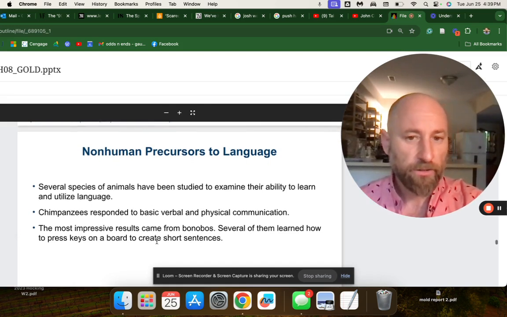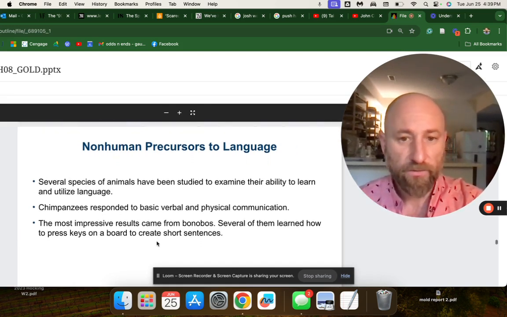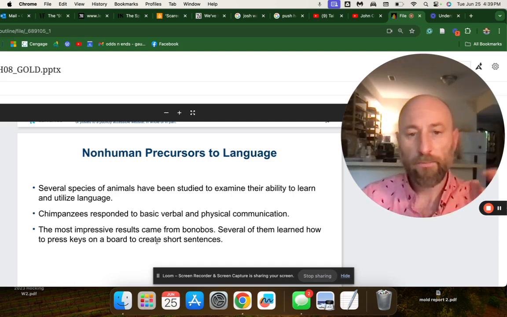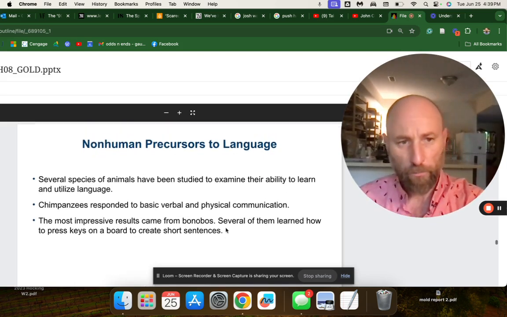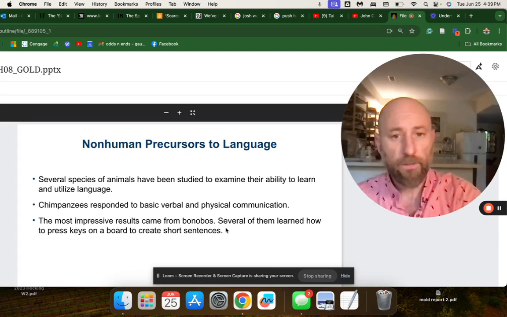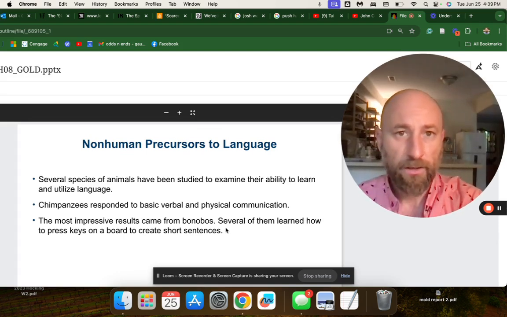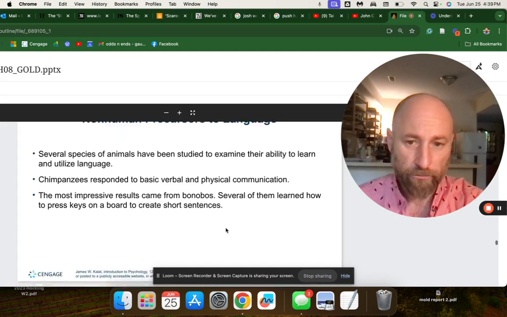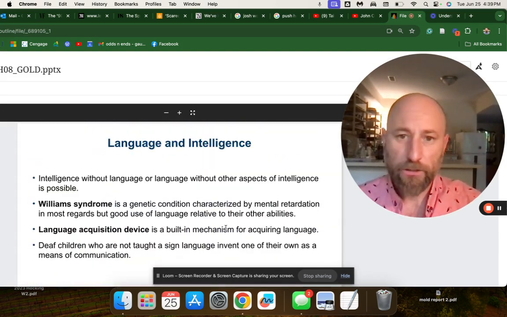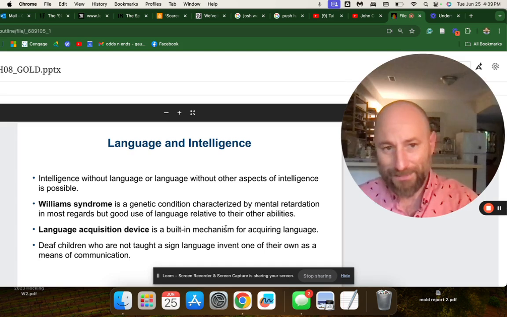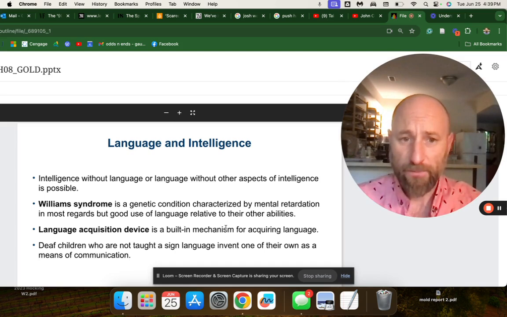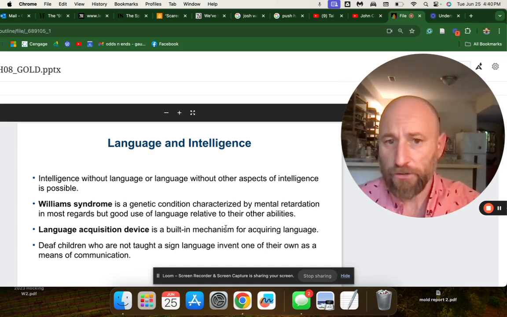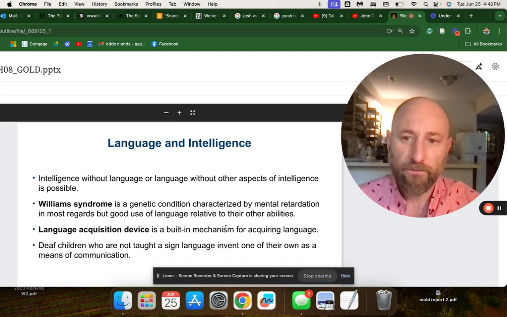So we're starting to see more and more of this, and I think we will probably find that there are many animals with this capacity, but we just haven't given them the tools to communicate to us. But when we look at what animals actually do, it's very complex. So it's not surprising that they can think similarly to young human children. Intelligence without language or language without aspects of intelligence is possible. Williams syndrome is a genetic condition characterized by mental retardation in most regards, but good use of language relative to other abilities.